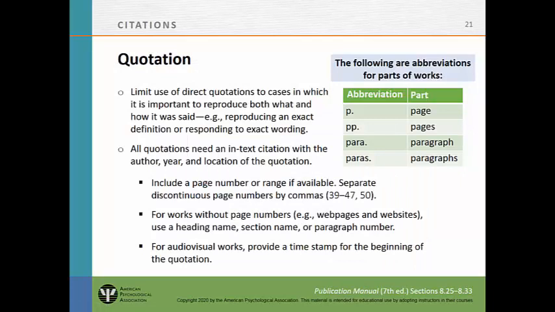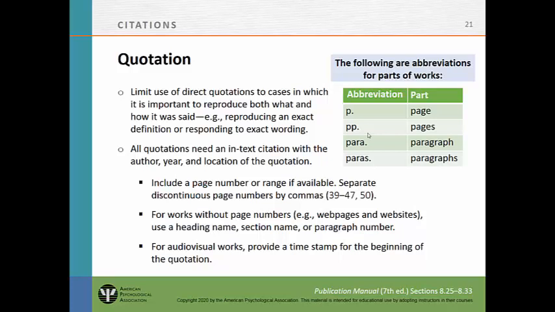Direct quotations need the exact page number that the quotation's found on. If there aren't any page numbers, for example, it's a website or it's a short work that doesn't have numbered pages, then you should be numbering the paragraphs. You abbreviate page as p. If the quote is on multiple pages, like it starts on one page and spills onto the next one, you do pp. For paragraph, you abbreviate that as para. Paragraphs is paras. And notice each of those has a period afterwards.